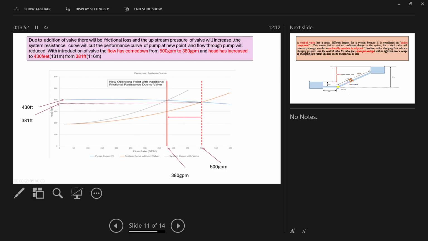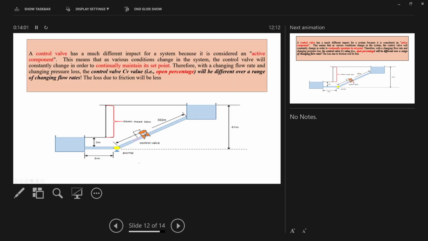But once you provide the suction line and discharge line with isolation valve, elbows, etc., certainly upstream pressure will increase. When the upstream pressure increases, flow will come down. So now you are going to provide a control valve. A control valve can be of two types: flow control valve and pressure control valve.